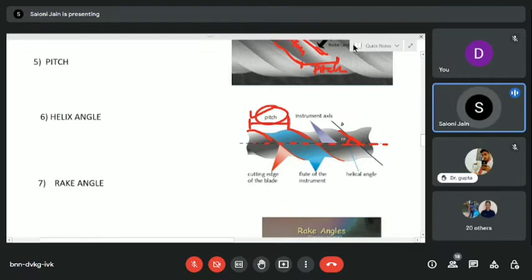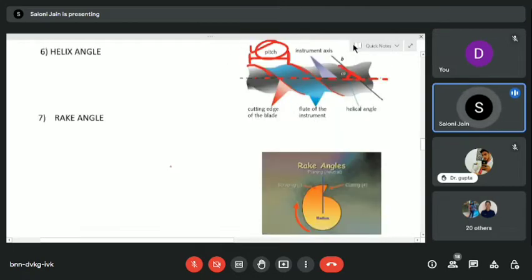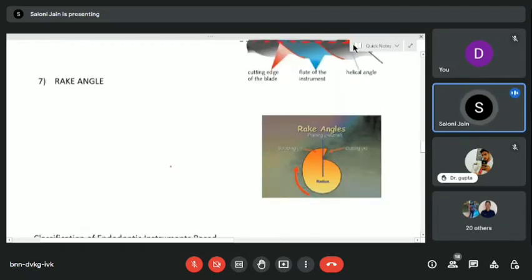Another most important thing is rake angle. When you do a perpendicular sectioning of the file, the angle that is formed by the cutting edge and the radius of the file is known as the rake angle. This is the radius of the file, and this is the cutting edge. Now if the rake angle is an obtuse angle, then it is positive. If it is an acute angle, then it is negative.